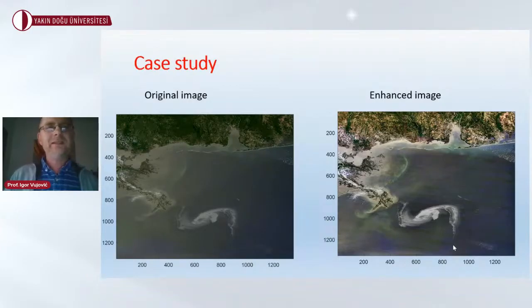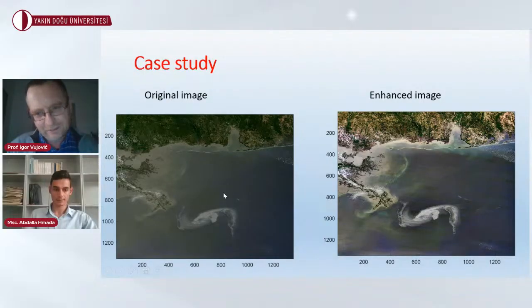Here is a case study of oil spill at sea. It's actually on coasts. Students can learn how to input the original image. This is here the original image, and then they can transfer this color image through different functions to enhance this image.